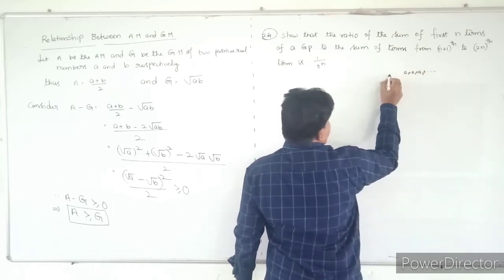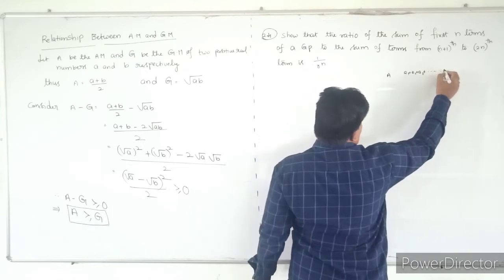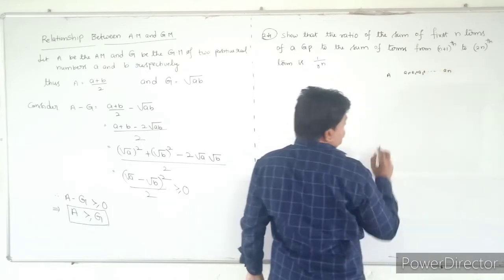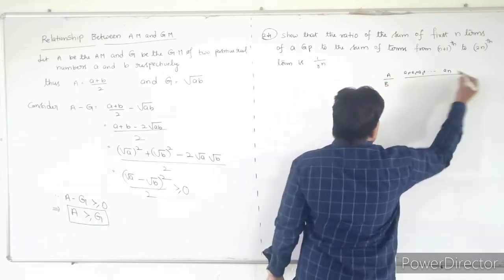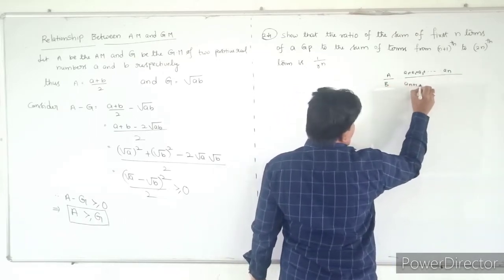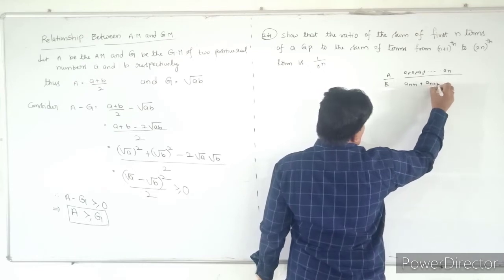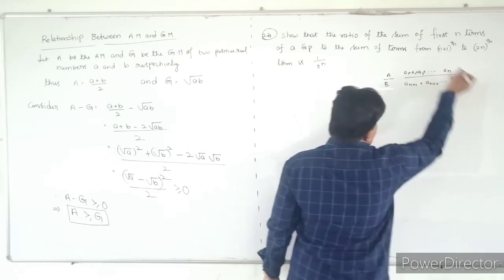For example, I will take this as capital A, the sum of n terms. And what ratio are they asking? B. What is B? They are asking a(n plus 1) plus a(n plus 2) plus and so on up to a(2n). This is the question they are asking.